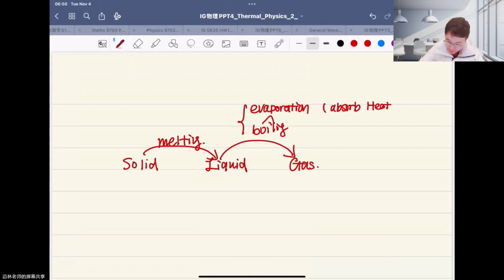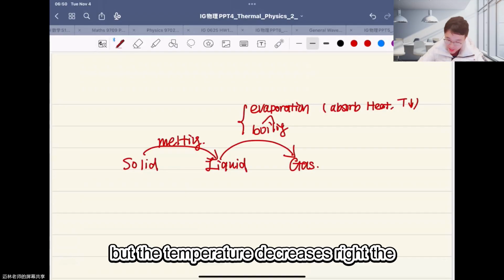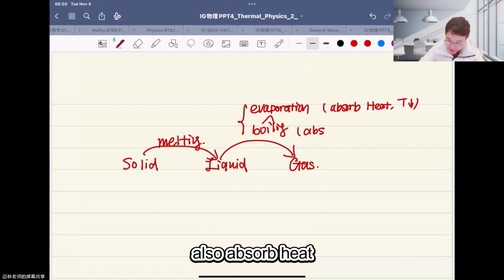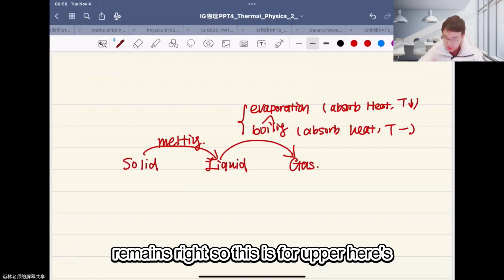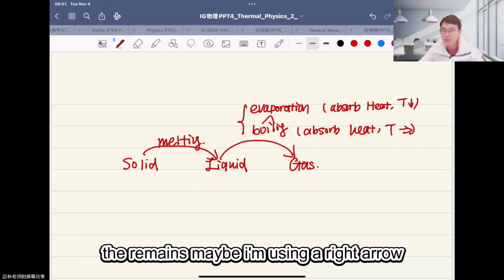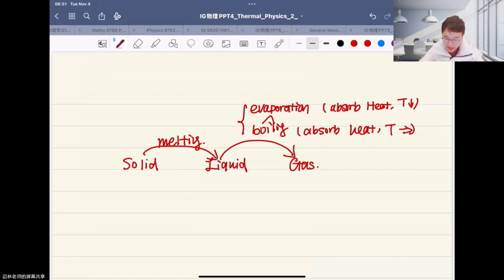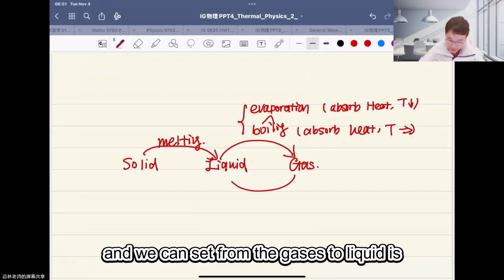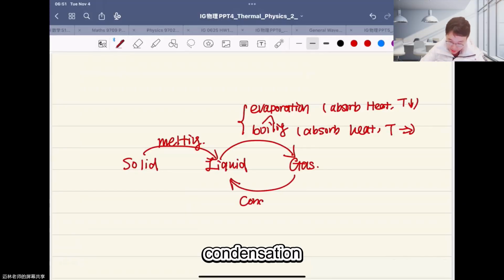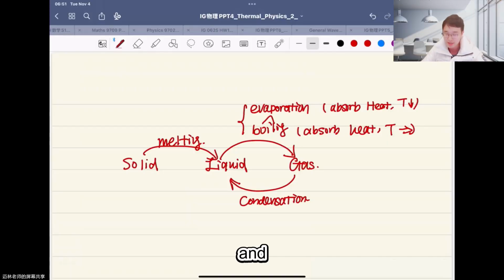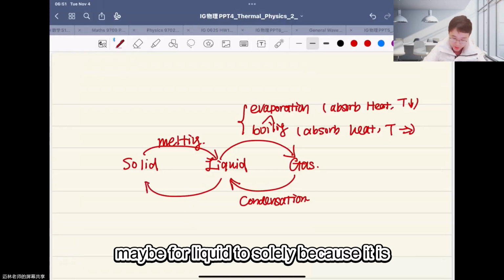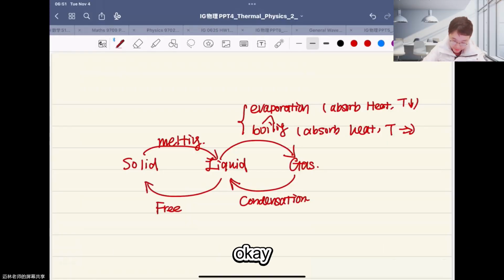But the temperature decreases, right? Boiling also absorbs heat, but the temperature remains, right? So here it remains. Maybe I'm using a right arrow to represent remains, okay? And from the gases to liquid is condensation, right? And for liquid to solid, we can say that it's freezing, okay?